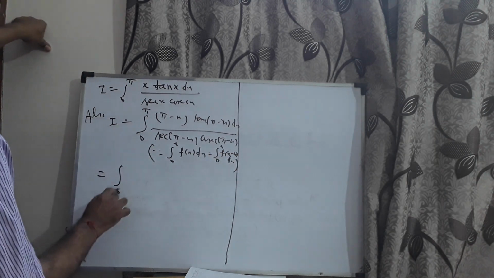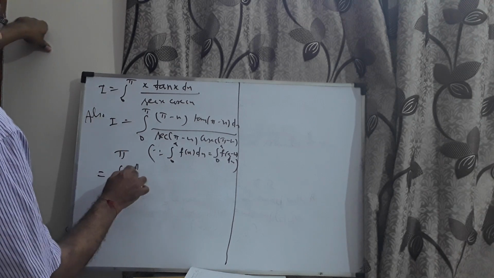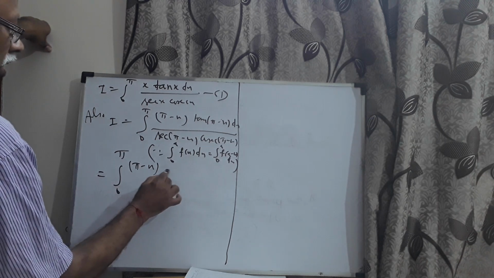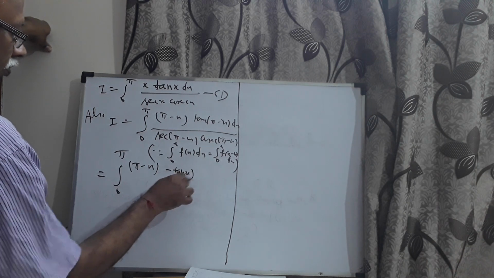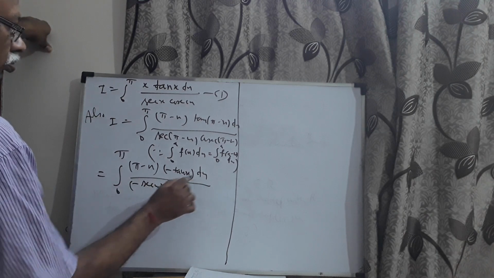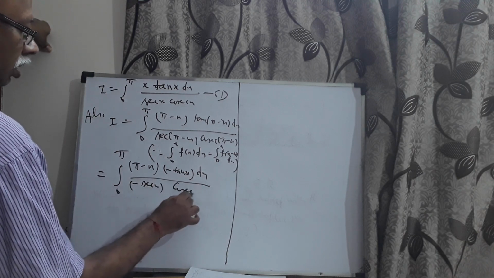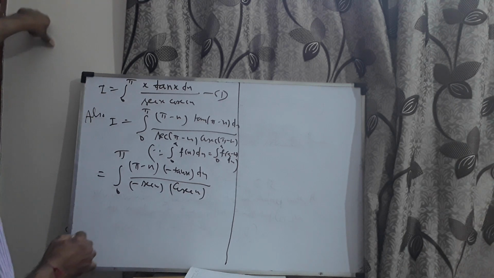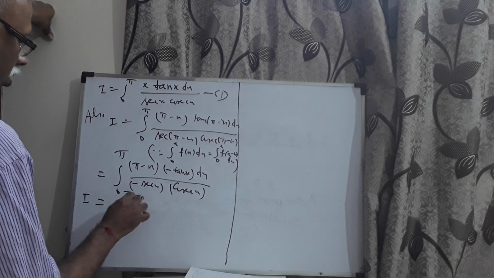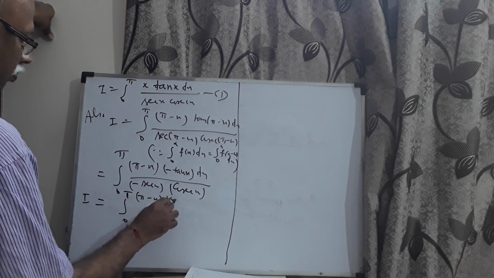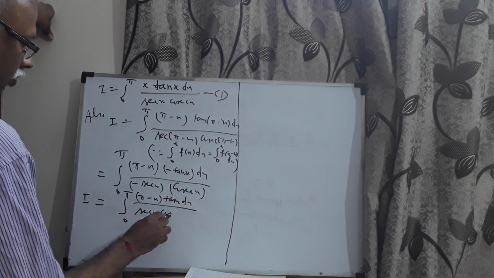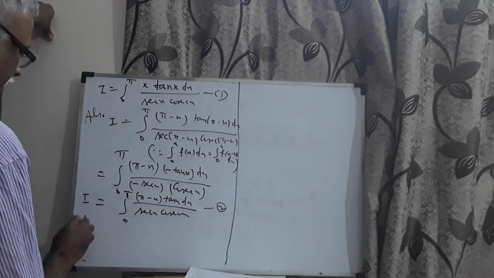Let me simplify further. 0 to pi, (pi minus x), I call it as 1. Here I'll end up with minus tan x dx. Then here it is minus secant x. Here it is plus cosecant x, since in the second quadrant cosecant is positive. Therefore, I is equal to integral 0 to pi of (pi minus x) tan x dx divided by secant x cosecant x. Let me add 1 and 2.